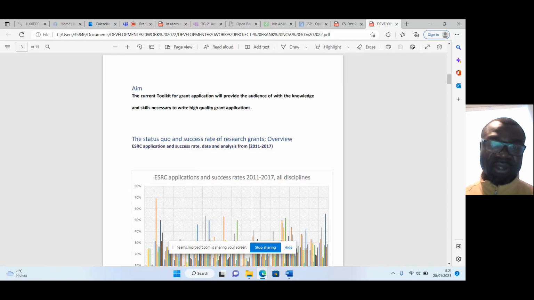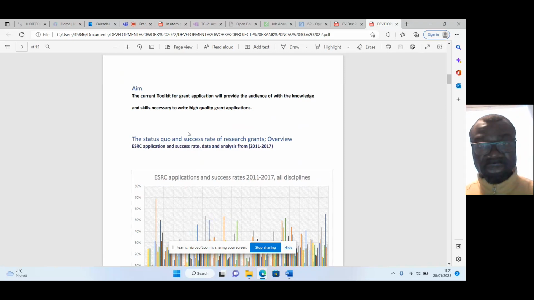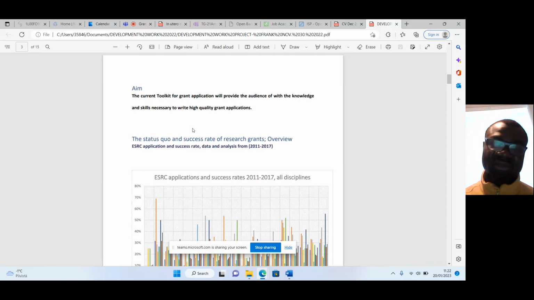So the aim of this toolkit is to provide the audience with the knowledge and skills necessary to write high quality grant applications. Just as a quick overview, based on previous statistics or experiences, the grant application success rate has always been low, from less than 10 to a little above 15 percent in most of the applications.